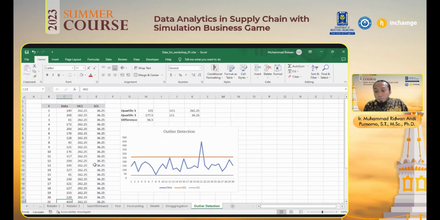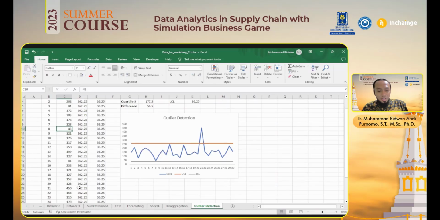So before we decide, we need to have quantitative data analysis. We can use this formula to determine the upper control limit and lower control limit. And after that, at the end, we know that there is only one outlier actually. 43 is not an outlier, even though the value is extreme, extremely low, but it is still not an outlier. But we have an outlier here, 450. And that's the benefit of having quantitative analysis instead of visual analysis.